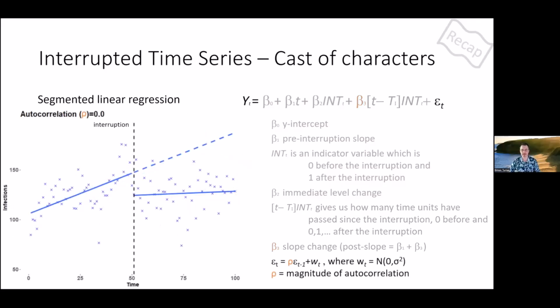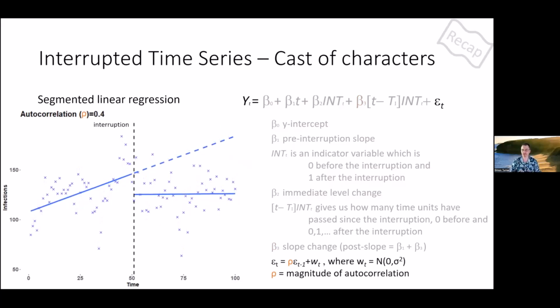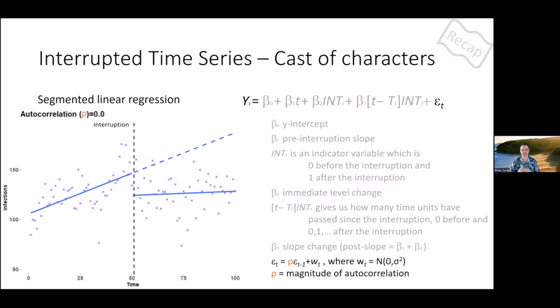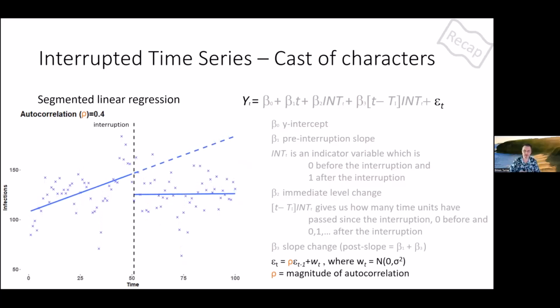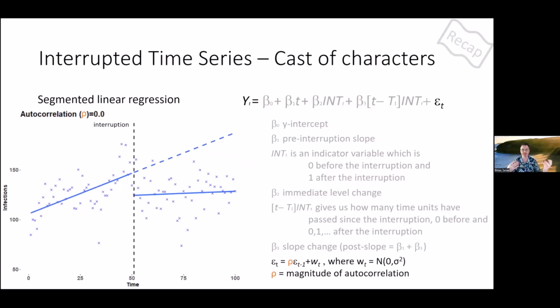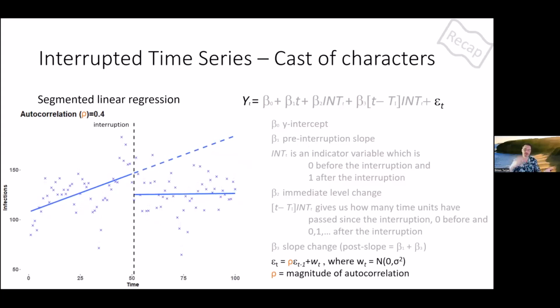Now, being time series data, we can't just assume that our points are totally independent of each other, and we do need to include some sort of autocorrelation. The example I'm using here is just a lag 1 autocorrelation, and that's going to group points together. Obviously, if we're looking at infection data, the infections on a Wednesday are going to very strongly relate to what they were on a Tuesday, which will strongly relate to what they were on a Monday, etc.